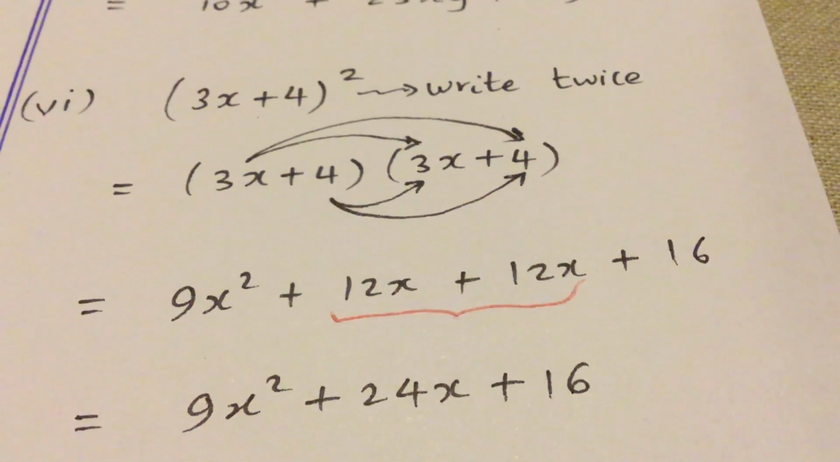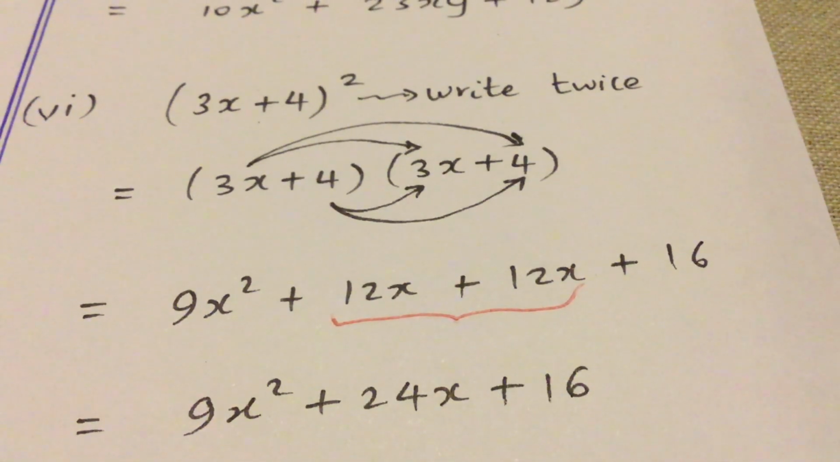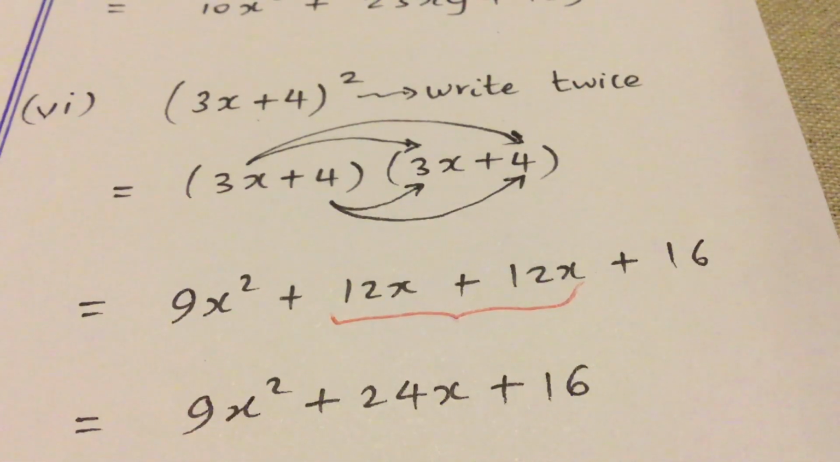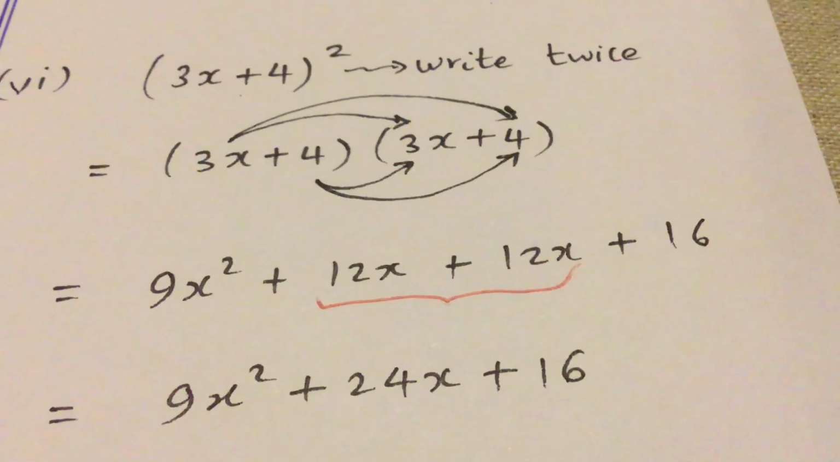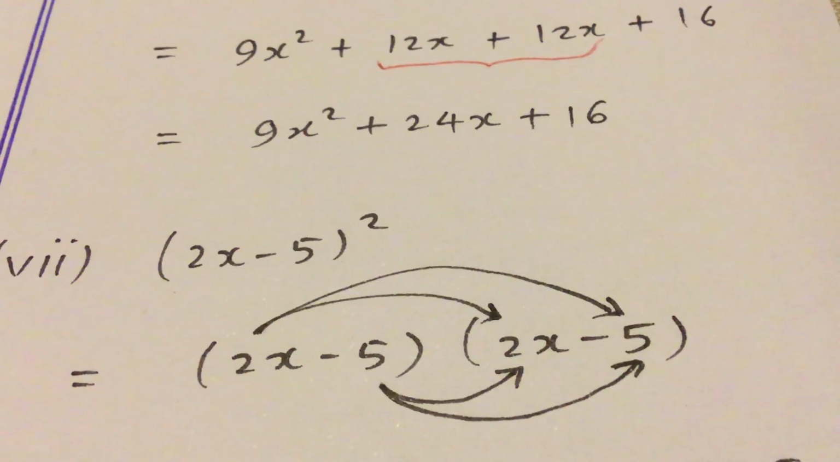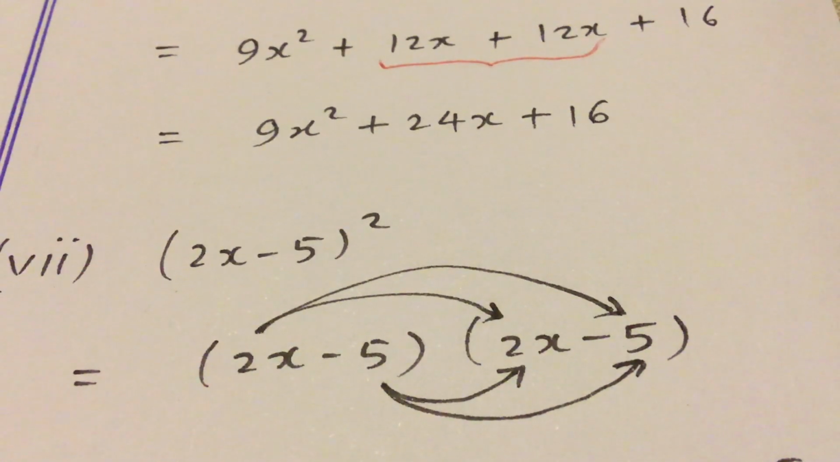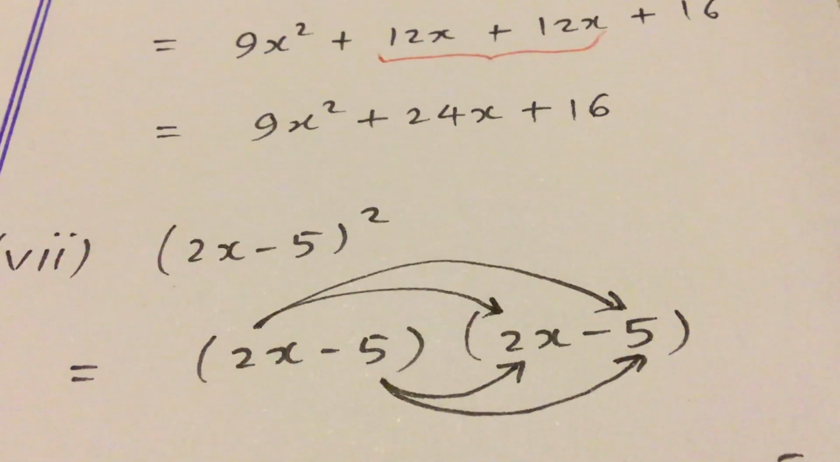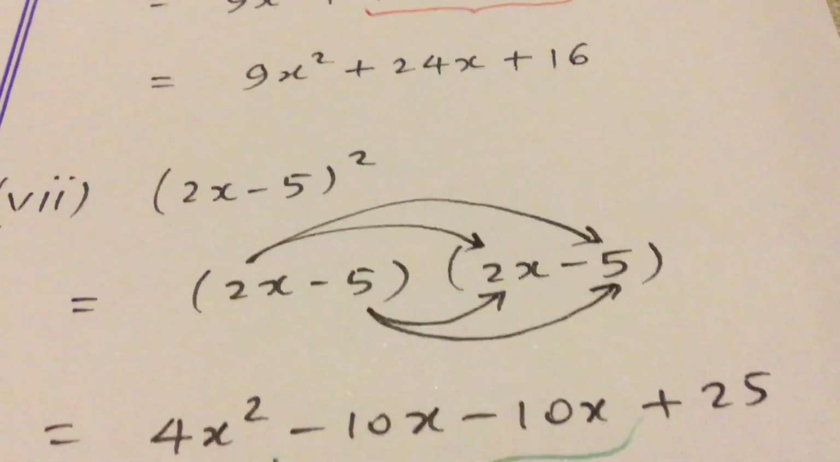Now in our next video, I'll show you a different way of doing this question where you can do it in just one simple step. So you have to wait for that. Next, 2x take 5 squared, same thing again. It's a bracket to the power of 2, so we write the bracket twice and then use the FOIL method.